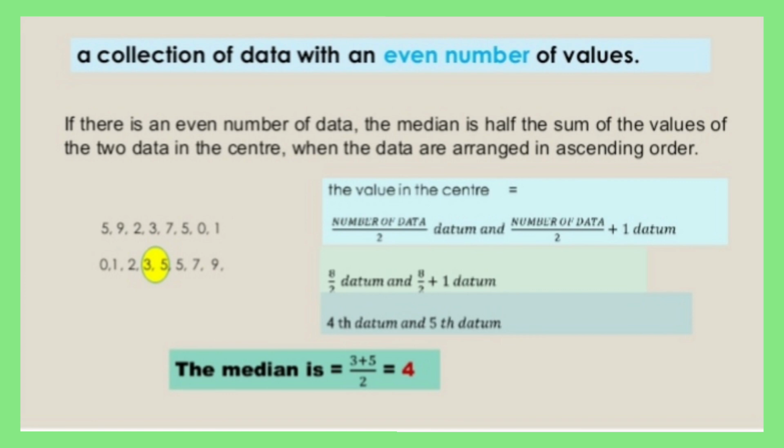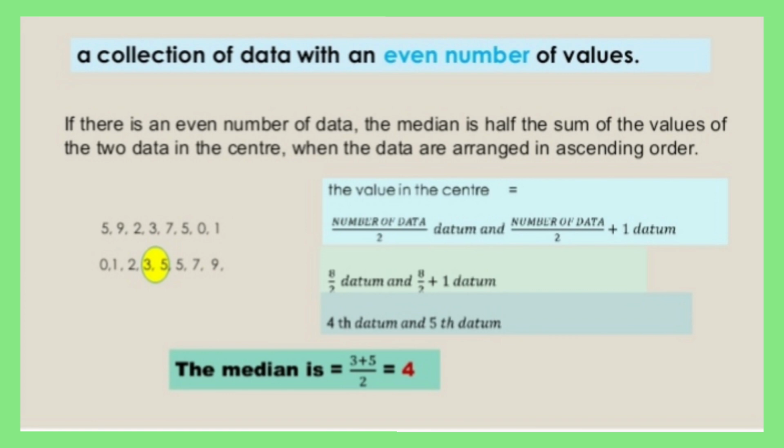In a collection of data with an even number of values, let's see how to find the median. If there is an even number of data, the median is half the sum of the values of the two data in the center when the data are arranged in ascending order. Let's consider this data set: 0, 1, 2, 3, 5, 5, 7, 9. There are two values in the center here.